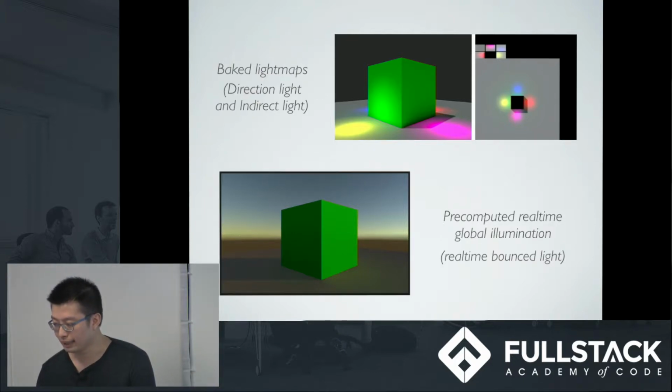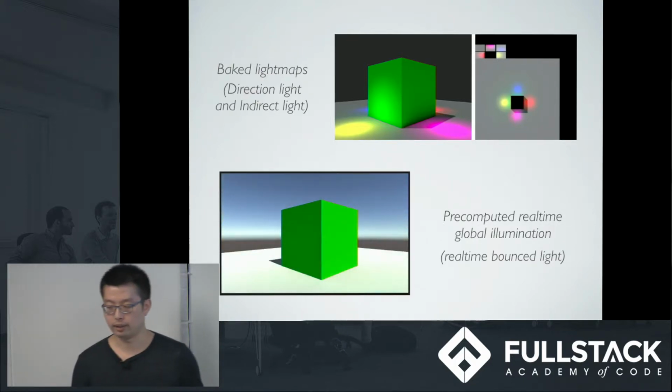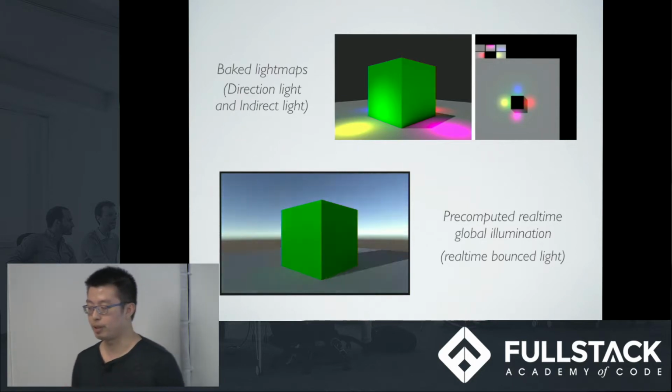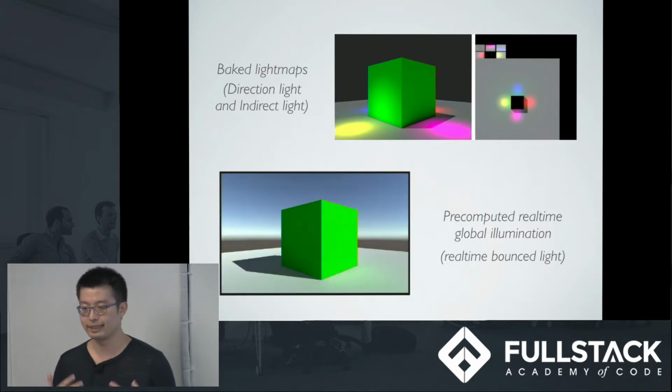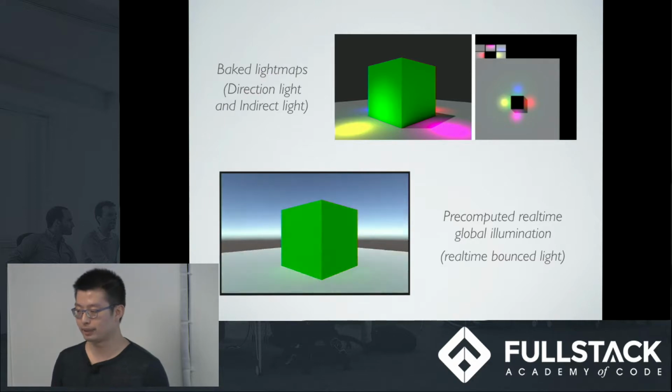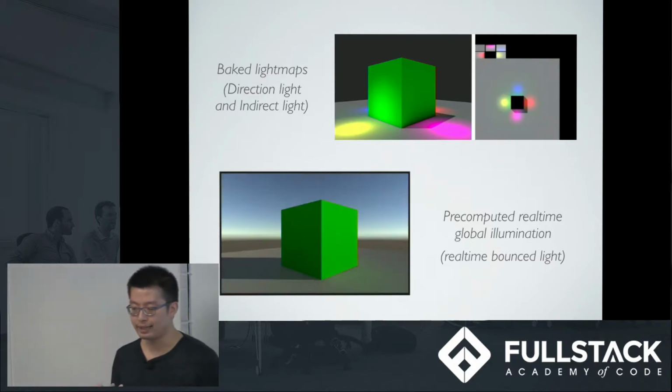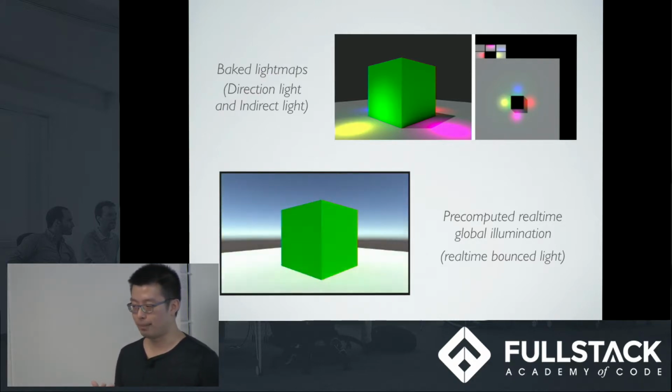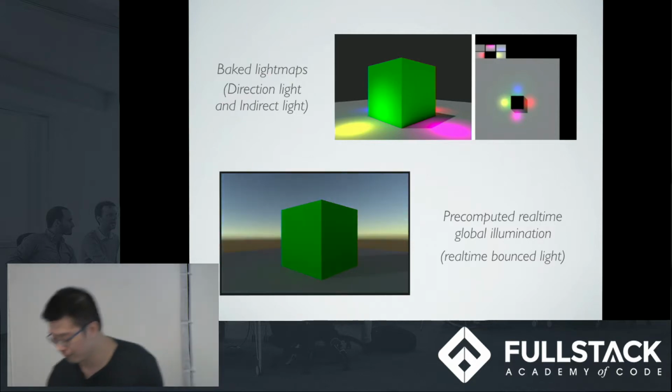A good example of pre-computed real-time global illumination is a system of daytime systems, where the position and the color of the light changes over time. You can see on the picture right here.